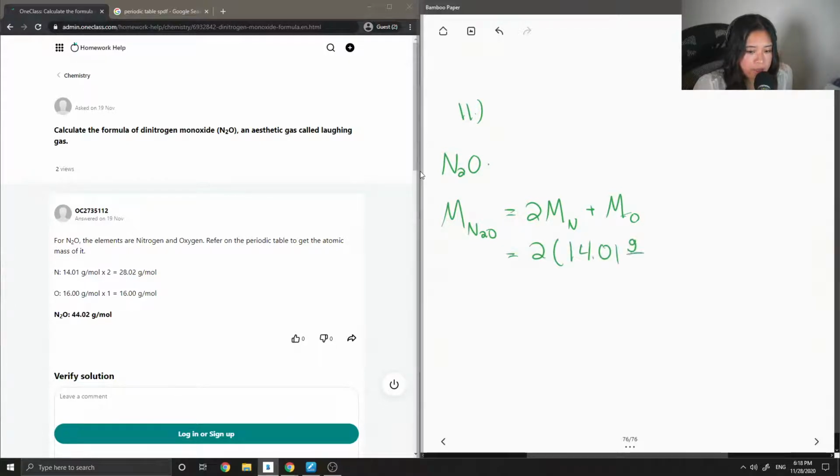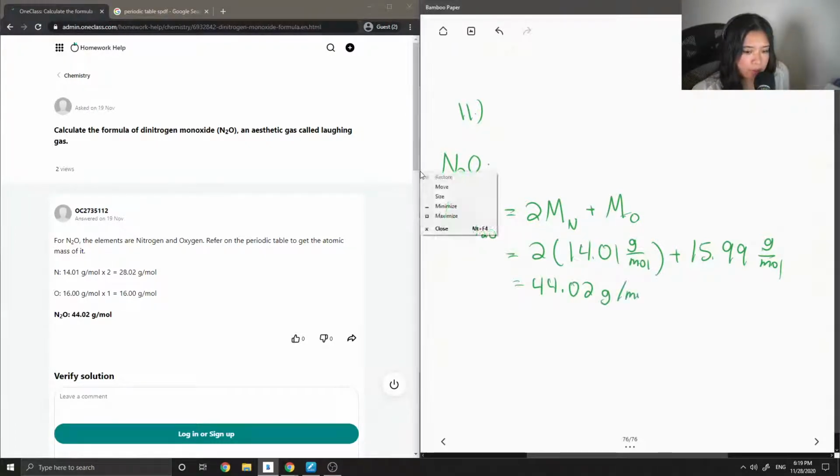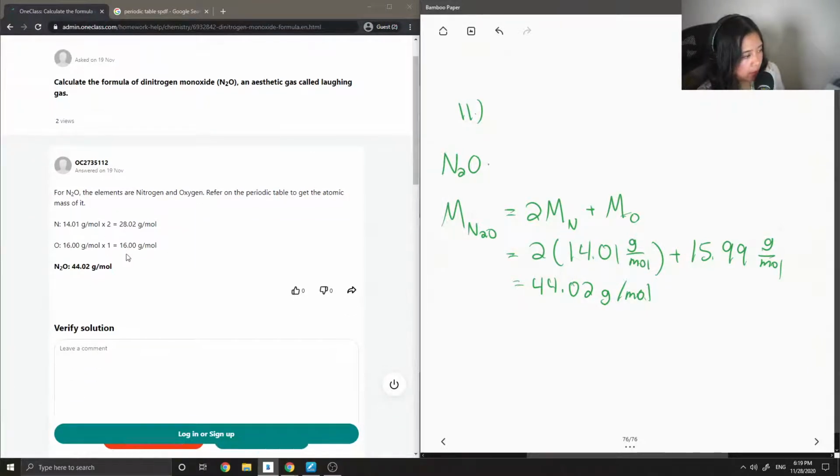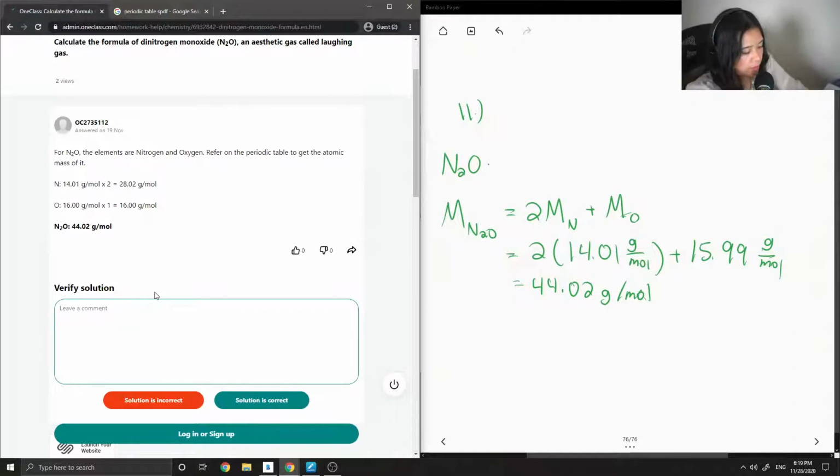For nitrogen, it's 14.01 grams per mole. And for oxygen, it is 15.99 grams per mole. And we get a value of 44.02 grams per mole. So let's see what the junior tutor said. 28.02 plus 16, 44.02. Okay, so this solution is correct.